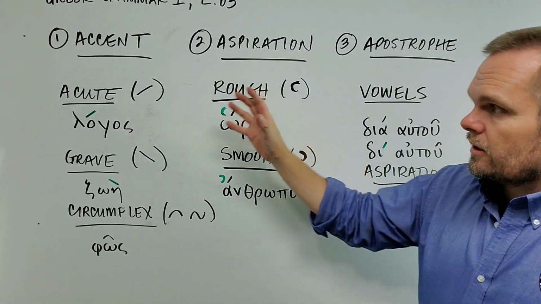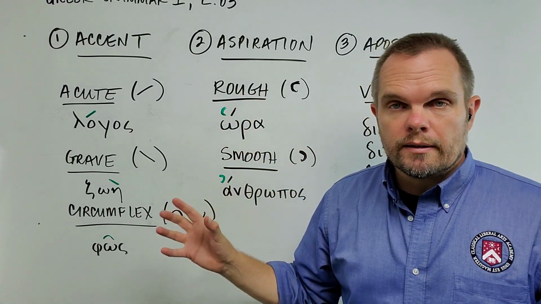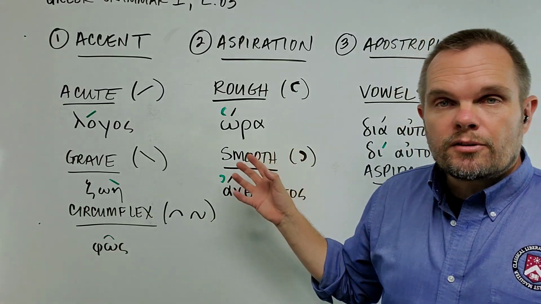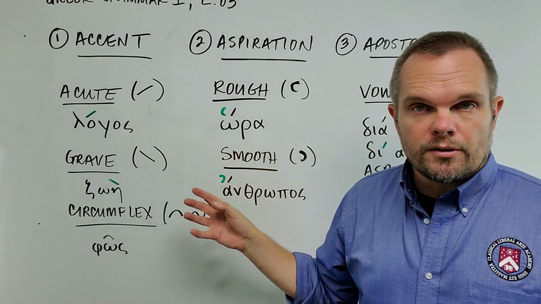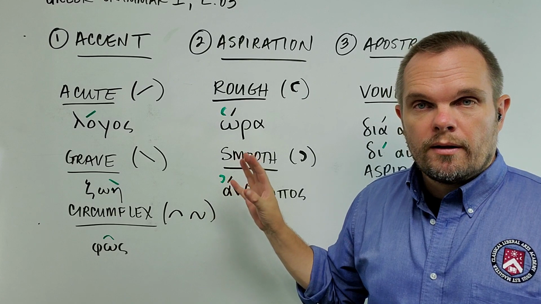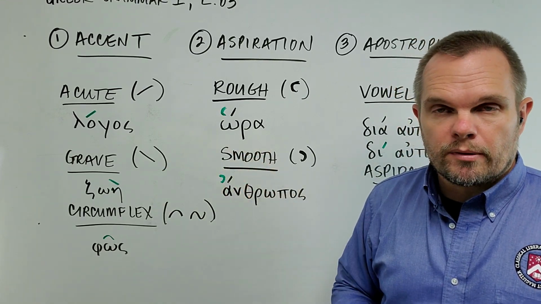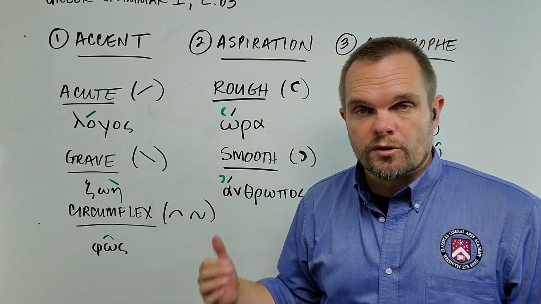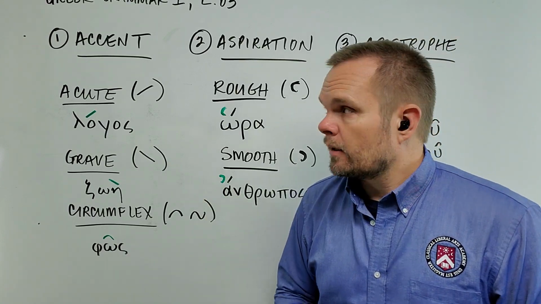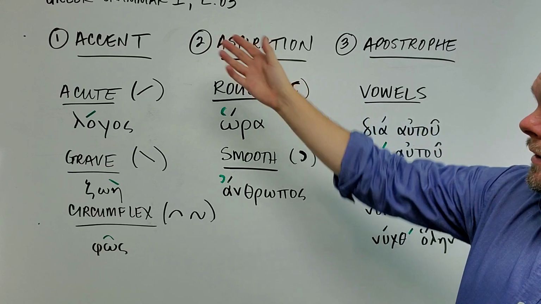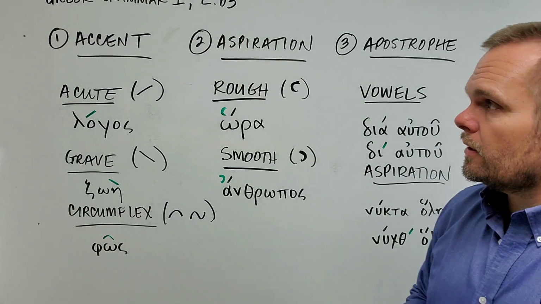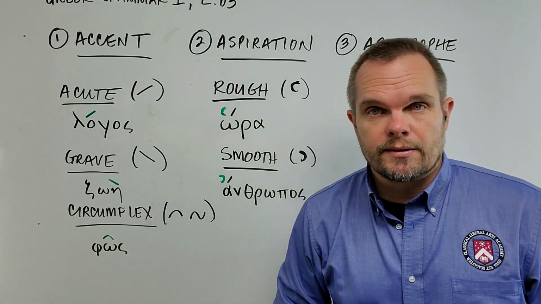Now, these symbols may look small and insignificant, but they can actually mark different words by these different symbols. So they are very important, and without these, we cannot correctly pronounce or read Greek words. So this is an important lesson. To get started, the first topic to be discussed is accent.